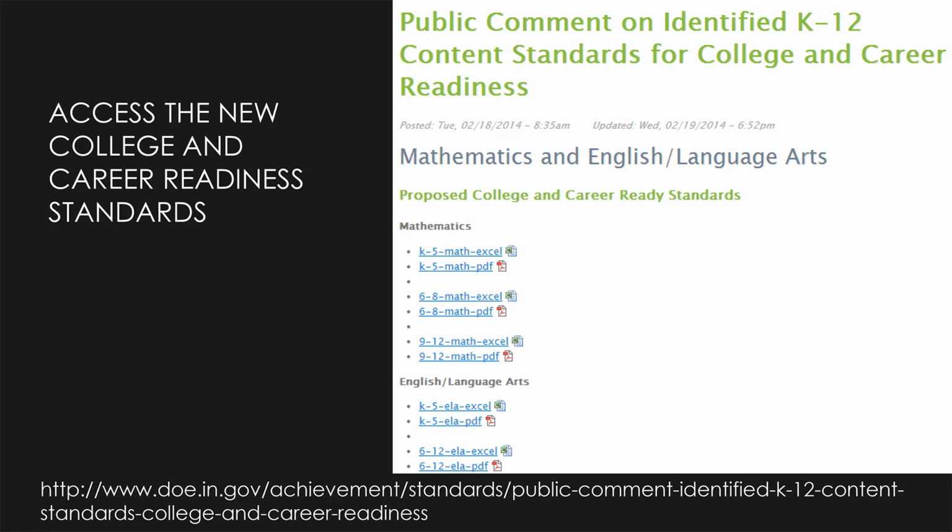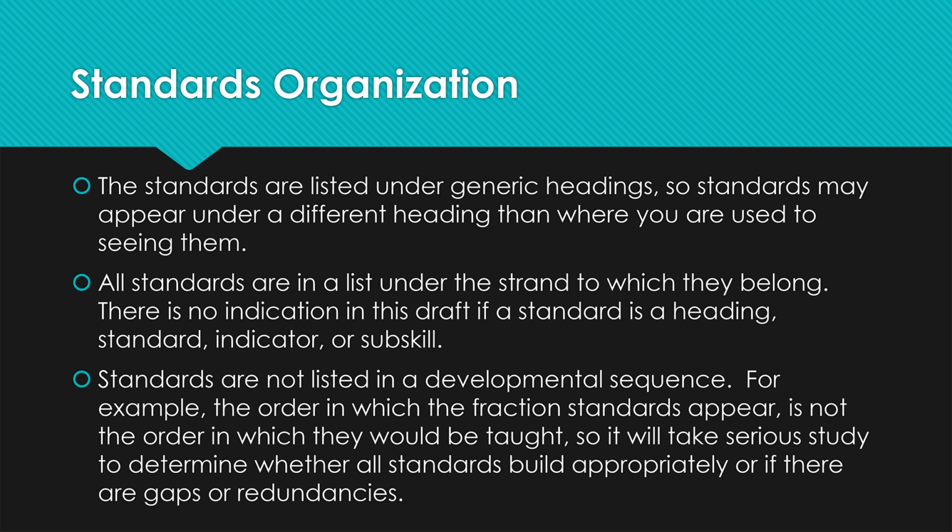You can access the documents of the draft standards for each grade level. For mathematics, you'll see they're divided into K through 5, 6 through 8, and 9 through 12. You'll want to click on the document that represents the grade levels that you're interested in reviewing. The standards are organized a little differently than they have been in the past. They're organized by strand, but they are under generic headings, not necessarily the headings of either set of standards Indiana has been teaching. So the standards might appear in a heading different from where you're used to seeing it.